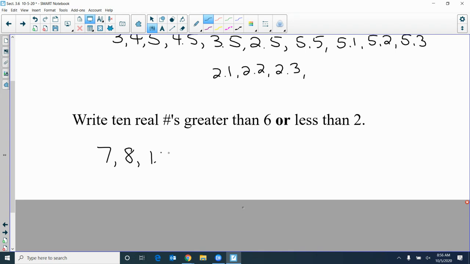Colin, give me one. 1.35. Okay. Will there be more or less numbers here? Potentially. But how many did you say we could list here? Infinite. How can you have more than infinite?